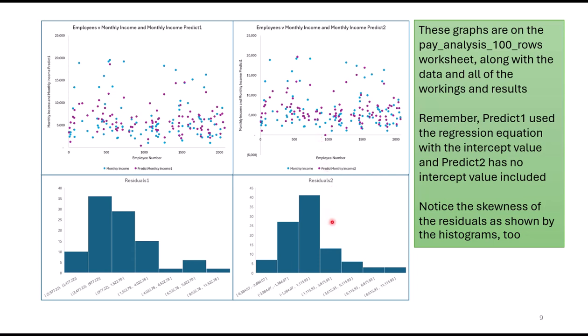And the distribution of residuals, again, positively skewed, not normal. Maybe it's a fraction more normal than residual 2, but you need to calculate the skew coefficient to confirm that.